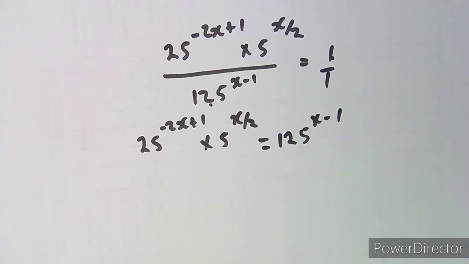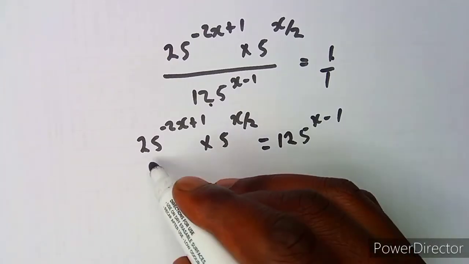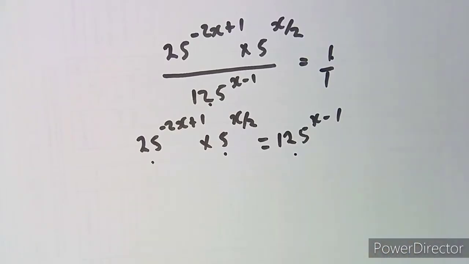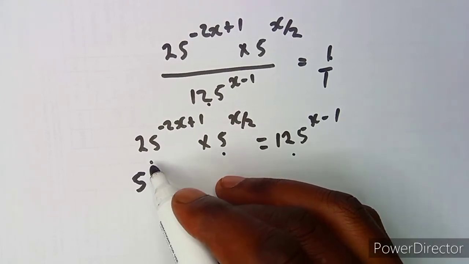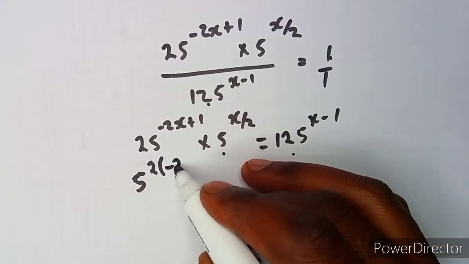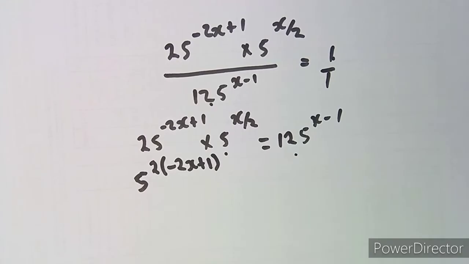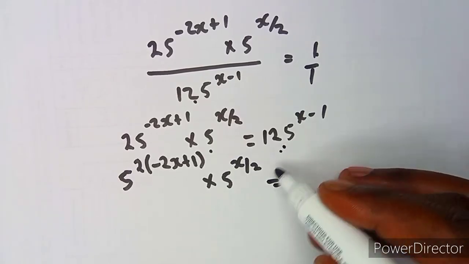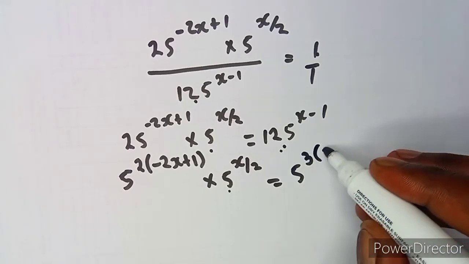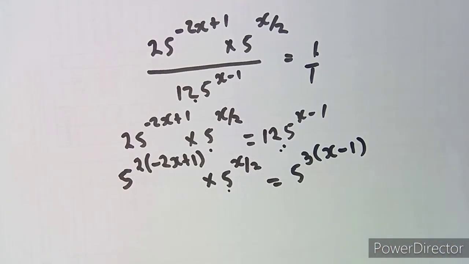Now from this part, we are multiplying on the left hand side, and we can't simplify this because the bases are not the same. So we have to make sure that the bases are the same, so we can simplify everything throughout the equation in terms of the same base, of which the base that we can talk about is 5. So 25 in base of 5 is same as 5 to the exponent of 2, but it is going to affect the whole expression of minus 2x plus 1. Multiplying by 5 to the exponent of x over 2, which is equivalent to 125 in the base of 5, is 5 to the exponent of 3, also affecting the whole thing, which is x minus 1.